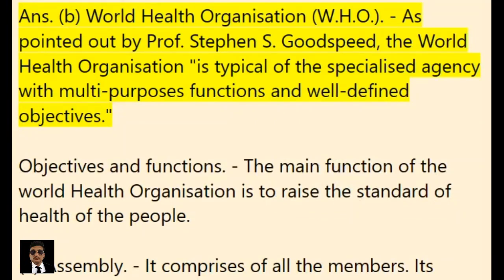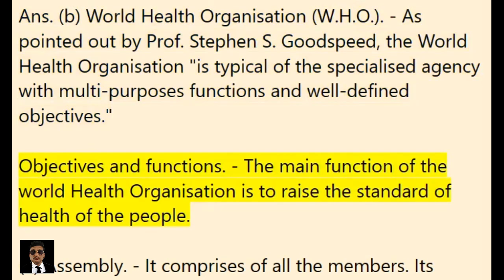Ans. B. World Health Organization, WHO. As pointed out by Professor Stephen S. Goodspeed, the World Health Organization is typical of the specialized agency with multipurpose functions and well-defined objectives. Objectives and functions. The main function of the World Health Organization is to raise the standard of health of the people.